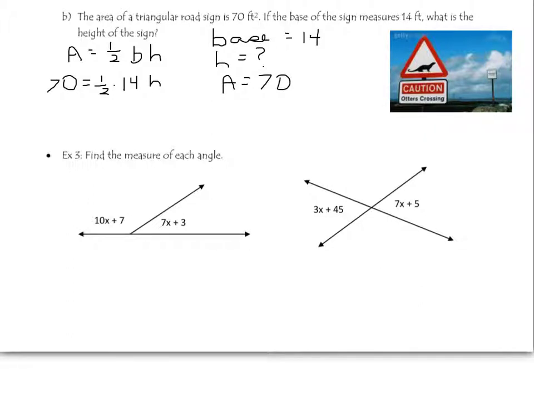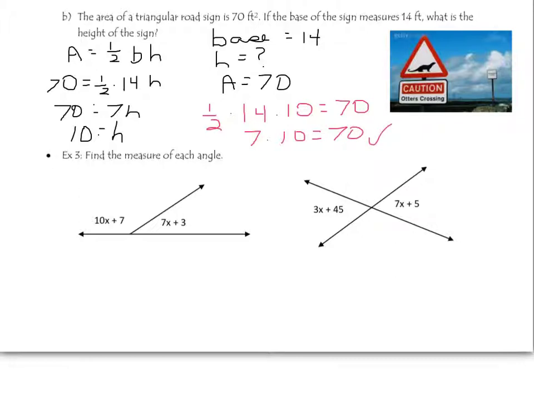Well, 1/2 of 14 is 7, so we have 70 equals 7h, and when we divide both sides by 7, we get 10 equals h. And when we check our work, we have 1/2 times base, which is 14, times height, which is 10, should equal 70. So 1/2 times 14 is 7. 7 times 10 does equal 70, so it checks.